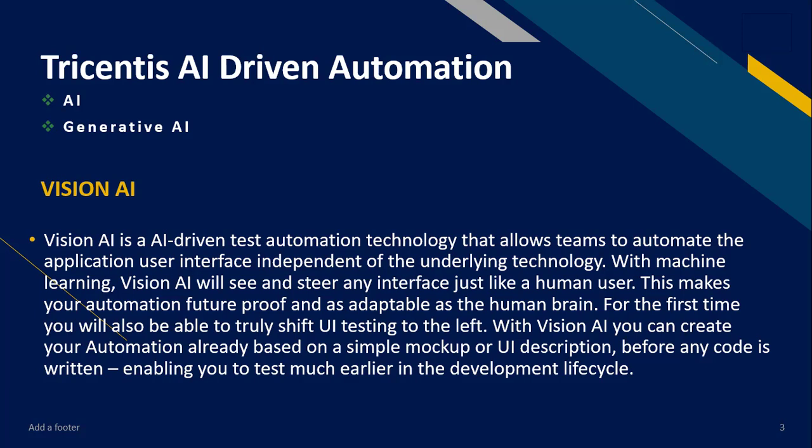That is the reason the Tricentis team is always trying to upgrade their testing tool with the latest technologies like artificial intelligence and generative AI. Recently they introduced generative AI also in their testing tools. This AI is nothing but vision AI. From the Tosca point of view, we call it vision AI. So what exactly is this vision AI doing? This is an AI-driven test automation technology they added to the testing tool. Okay. I just mentioned a couple of points. This vision AI is with machine learning.